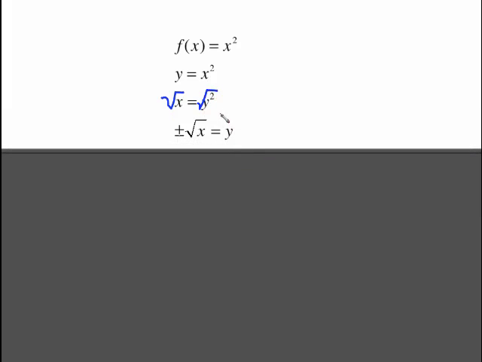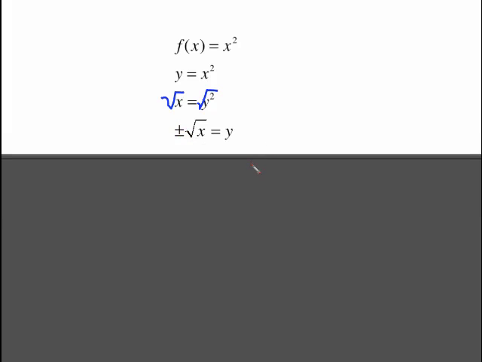f of x equals x squared. Replace f of x with y. Swap your x and your y, gives you x equals y squared. To undo squared, we need to do the opposite, which is square root both sides. But remember something important. When you solve an equation by taking the square root, you pick up a plus or minus. Is this a function?